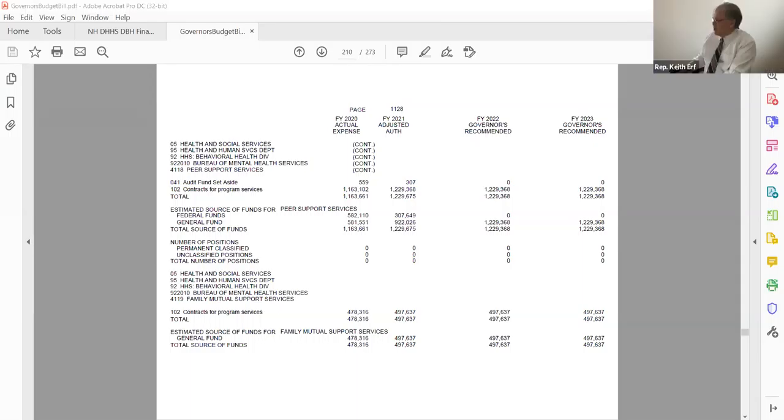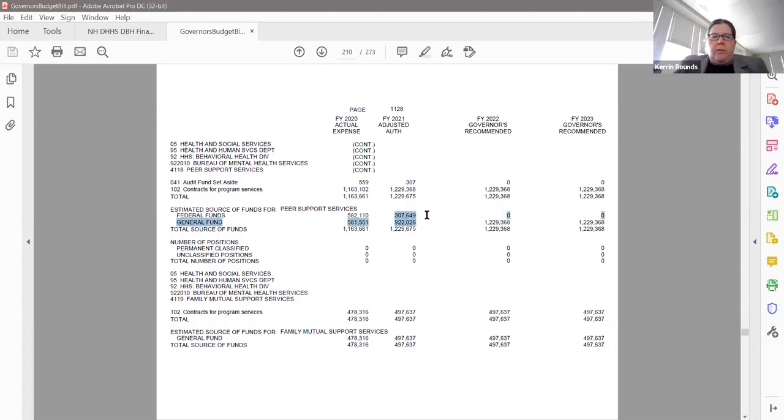And that is a pretty good jump in general funds too. It looks like, Jane, in peer support, that we're no longer budgeting the federal funds. Was this DISH-P? Yes, so these federal funds were related to the waiver that ended on 12/31/20. So that's why that got added into general funds basically.